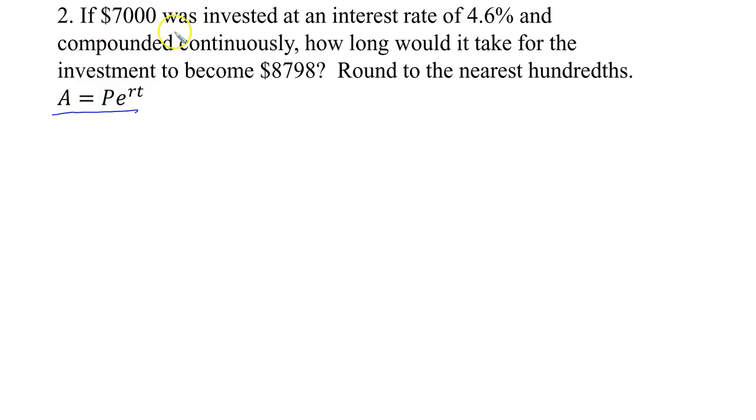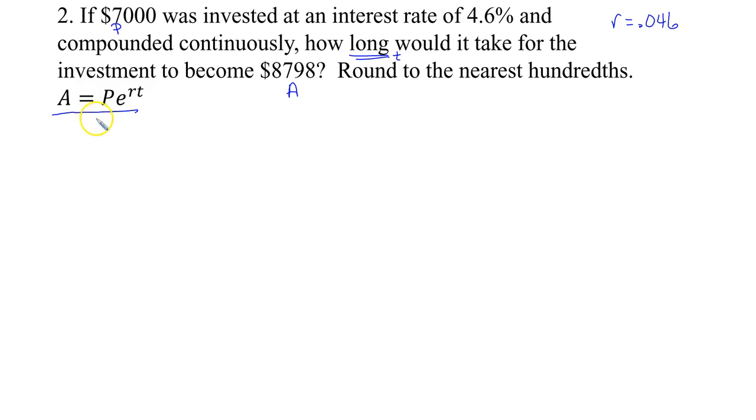So in this particular problem, I have 2 money amounts. The larger money amount is my final answer. So in terms of my equation over here, this is my final amount, my A. 7,000 is my P. And my interest rate is going to be 4.6 divided by 100 because we have to have the decimal. So 0.046. And T is what we're trying to find. So how long tells me I'm trying to solve for T.